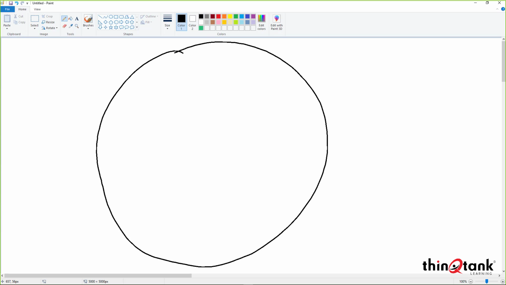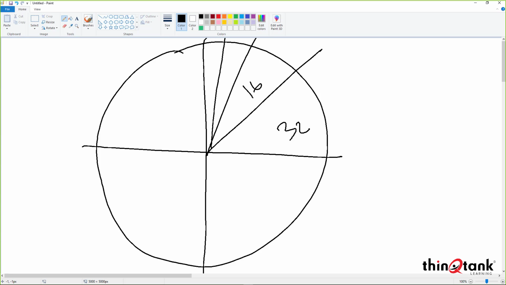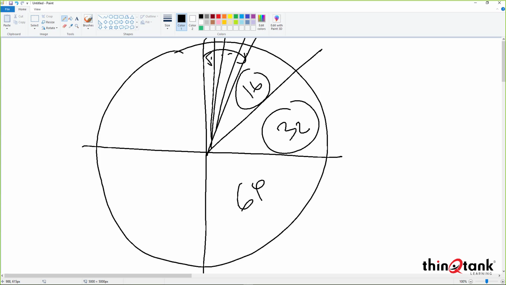There's my 64s. There's my 32. There's my 16. There's my 8s. And then there's my 4s. So 1, 2, 3, 4 subnets. So I take those 4 subnets and I allocate them to those point-to-point links, which leaves me the 16 left over. It leaves me the 32 left over. And it leaves me the 64 left over.